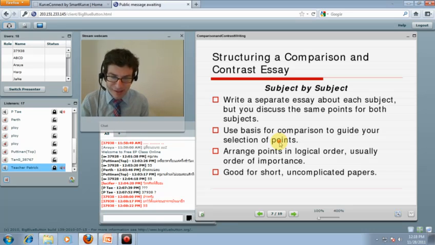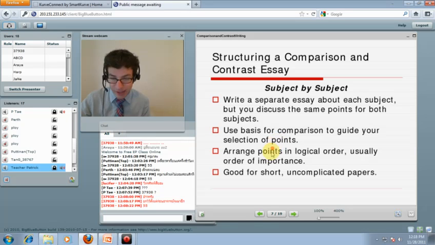Next up, use basis for comparison to guide your selection of points. Okay, once again, this is complicated. When you decide to compare and contrast something, you have to choose what you're going to compare and contrast, such as major characters, minor characters, and theme. So, when you select these, you need to look at what you want to say.